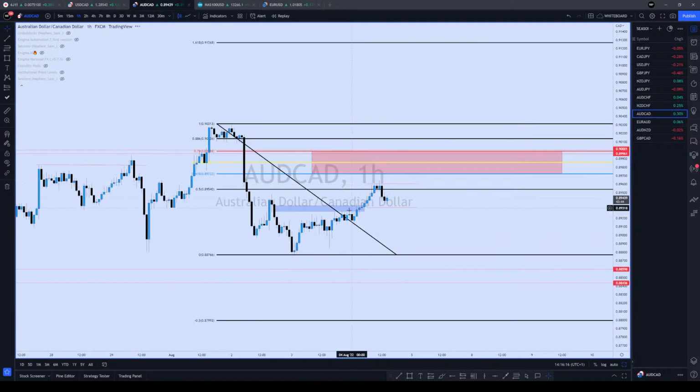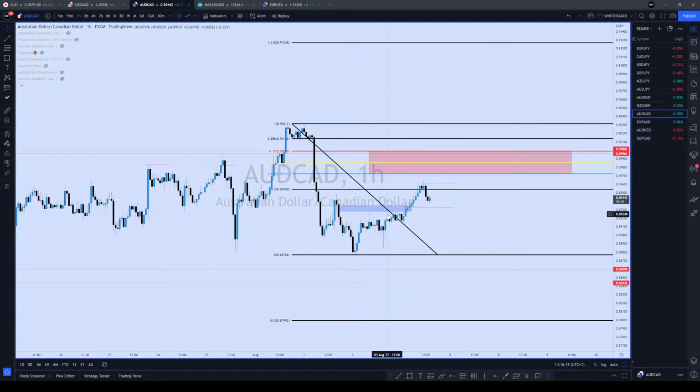Yesterday I wanted them to go down from here, and that didn't happen, and now they've made a new high. So we do have a dealing range, this high and that low. So I want to see price in premium, and then I'll look for a sell to go down.